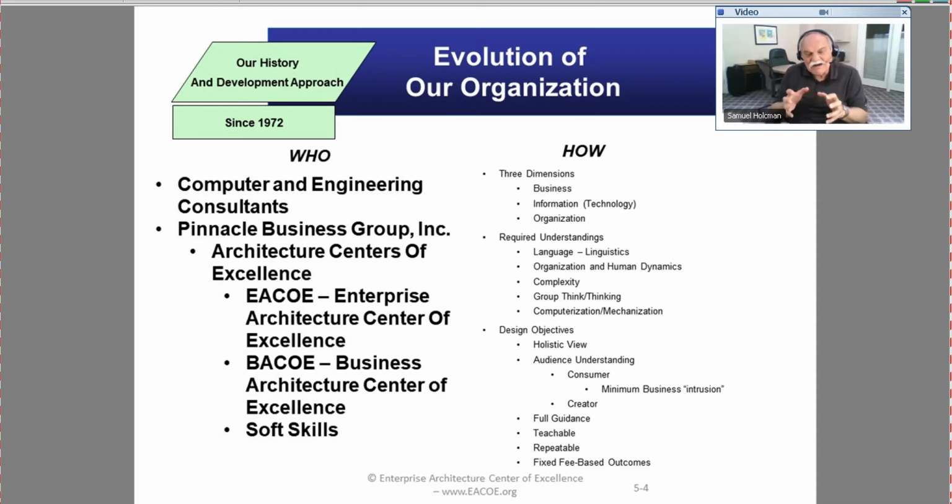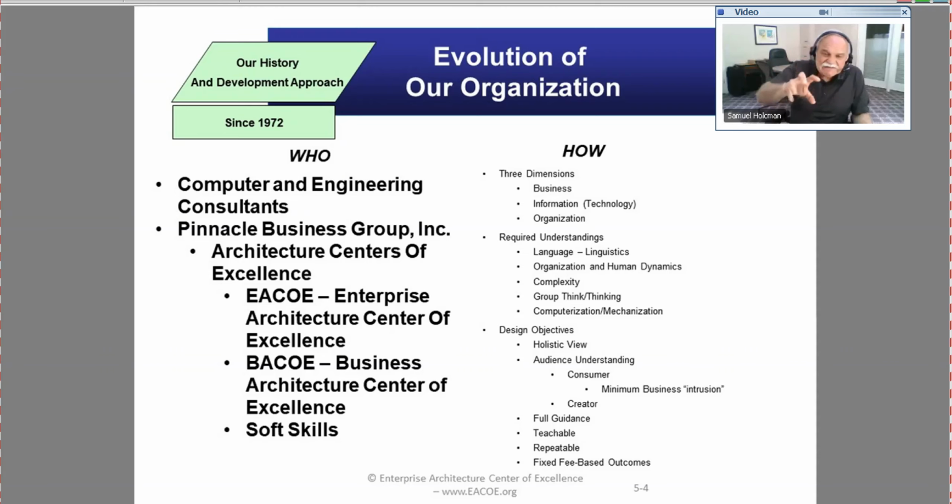The first thing we recognized is there are three dimensions to this particular activity. There's the business side, understanding the business and how it's evolving. The information or technology side, which a lot of you are probably most familiar with. And then the organization, the human side, because whether we like it or not, organizations are made up of human beings. Once we understood this, we named it decades ago bioengineering, and we took the word engineering on purpose because we believe there is science behind all of this. And that's been the basis of our methodology and our process.